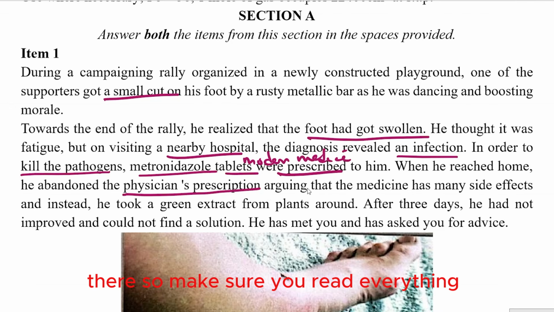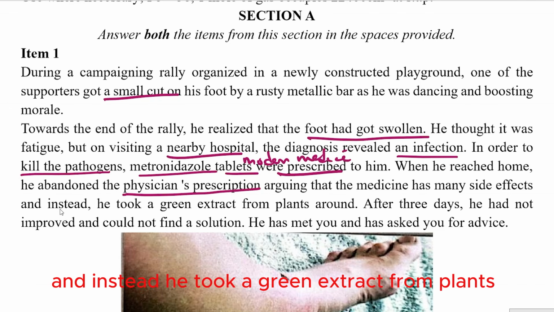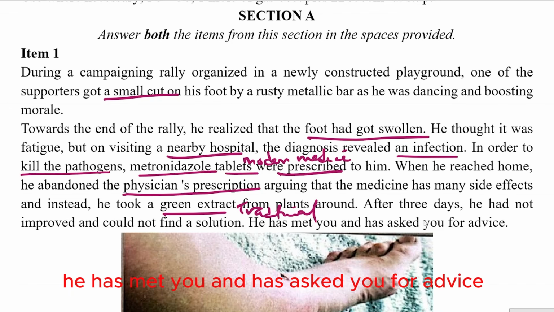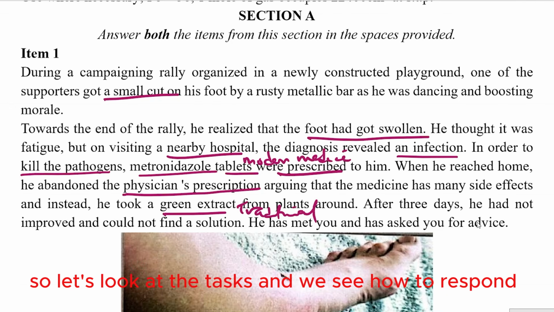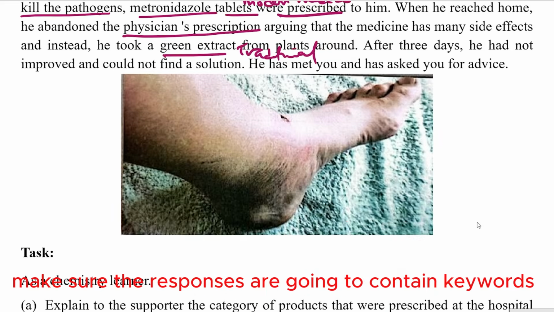So make sure you read everything, arguing that the medicine has many side effects, and instead he took a green extract from plants. After 3 days, he had not improved. So there is a green extract here called a traditional medicine. He has met you and has asked you for advice. So let's look at the tasks and we see how to respond. Make sure the responses are going to contain keywords here.